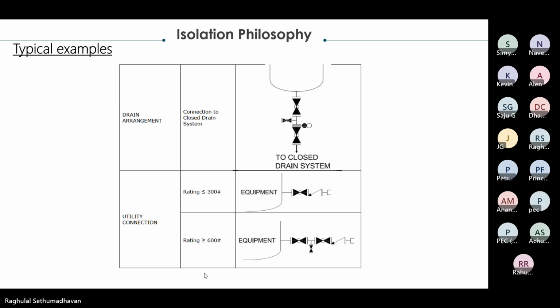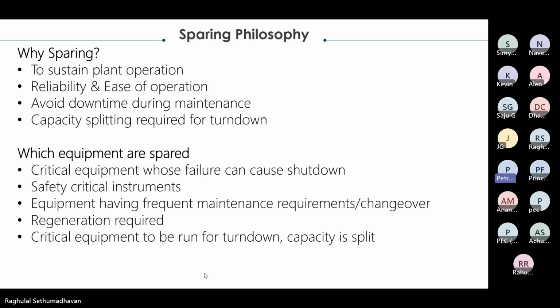Now, we have almost completed the isolation philosophy. We can move on to the next, that is sparing philosophy. So why is sparing required? As you can see, it is to have a sustained plant operation, reliability, ease of operation, and to avoid downtime during maintenance. If there is any capacity splitting or turndown requirement, then also we use sparing.